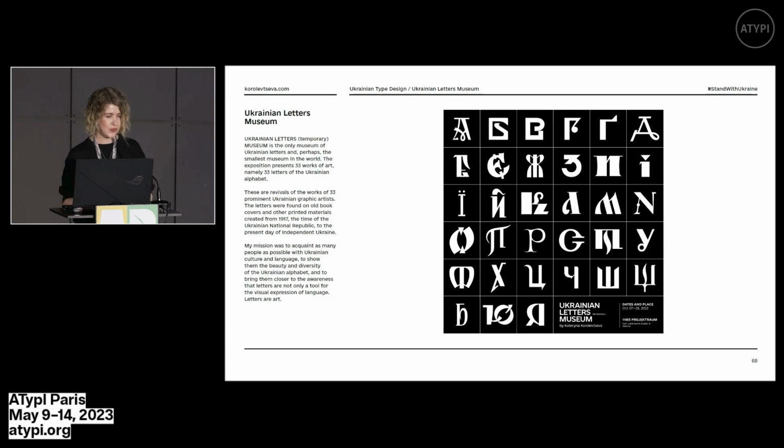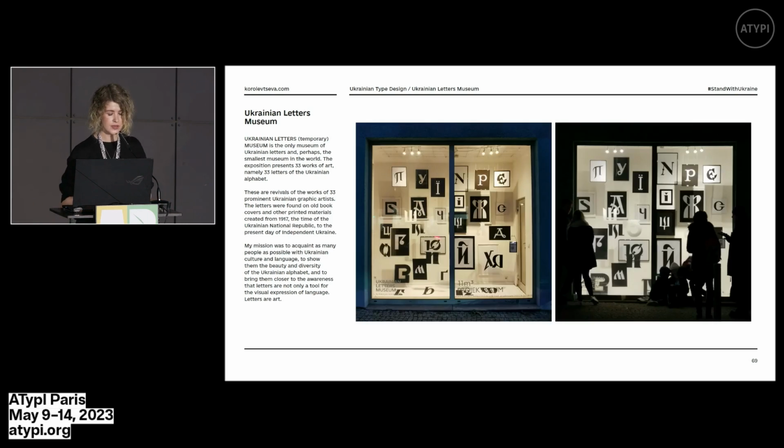And this museum, these are revivals of the works of 33 prominent Ukrainian graphic artists. The letters were found on the book covers, on other printed materials, started from 1917, at the time of Ukrainian National Republic, and to the present days of independent Ukraine. So these are some photos of my exhibition. And I wanted to show the diversity and the beauty of Ukrainian letters, of our heritage.